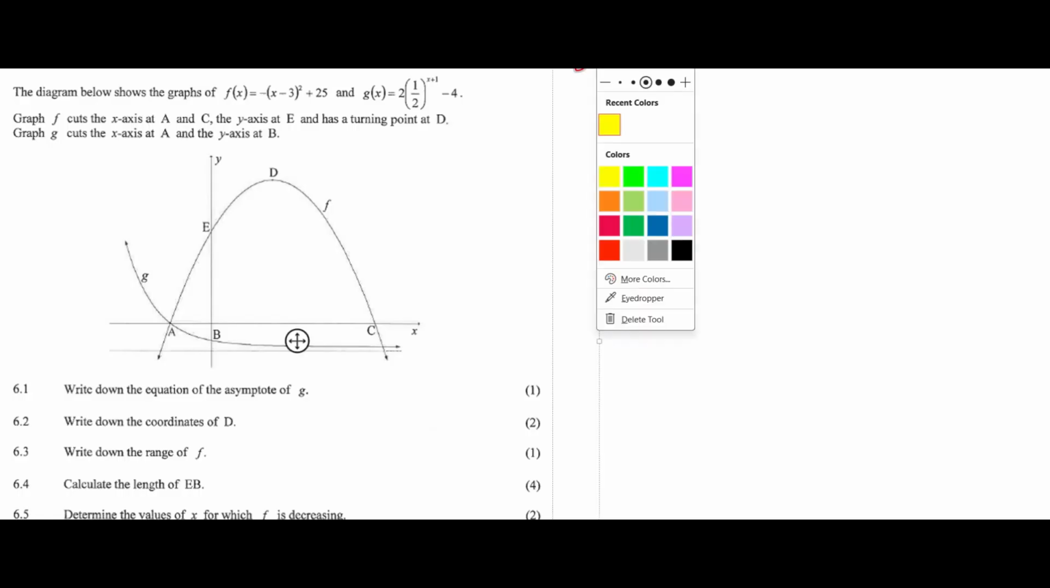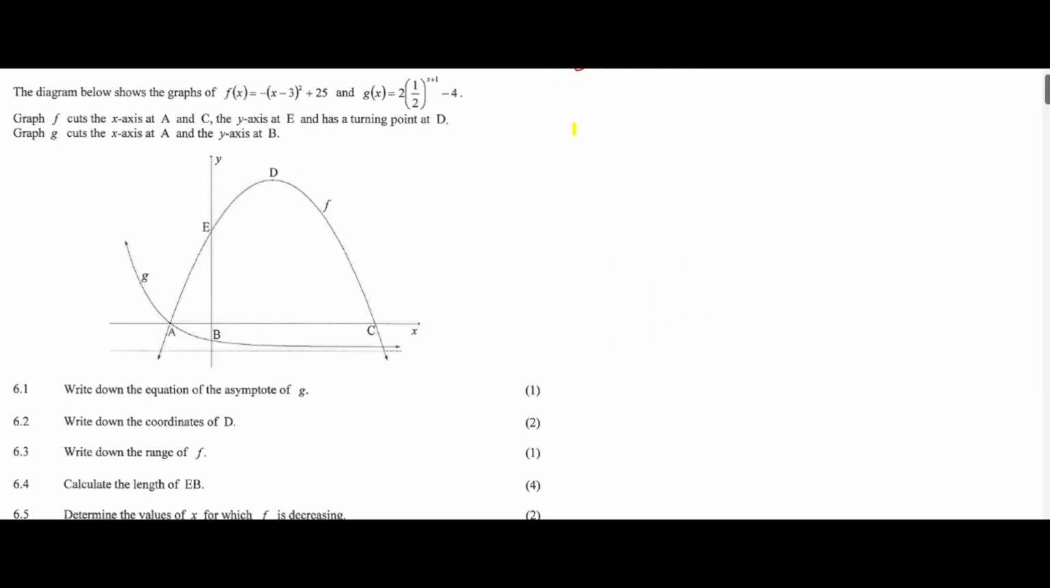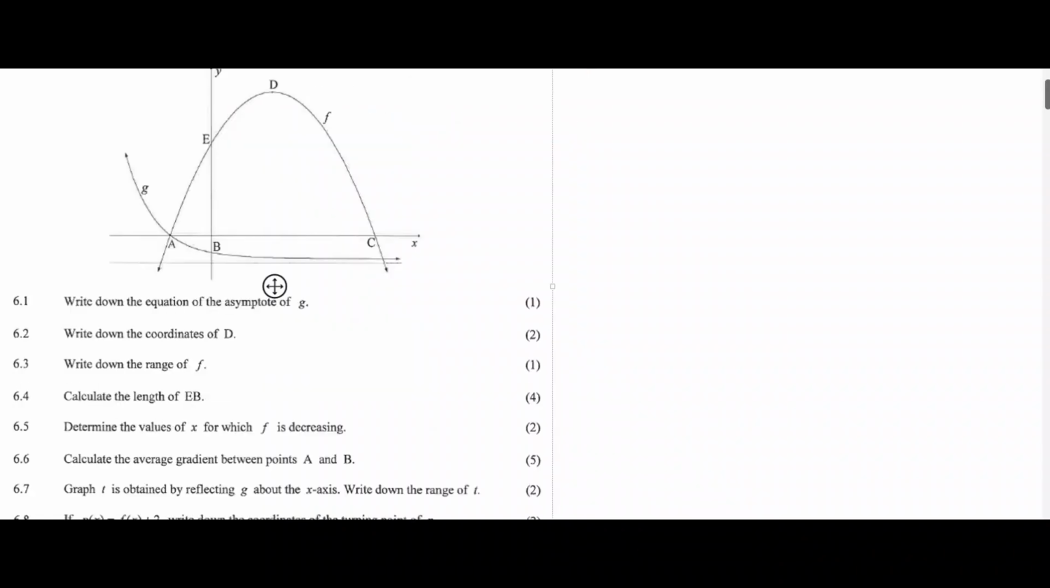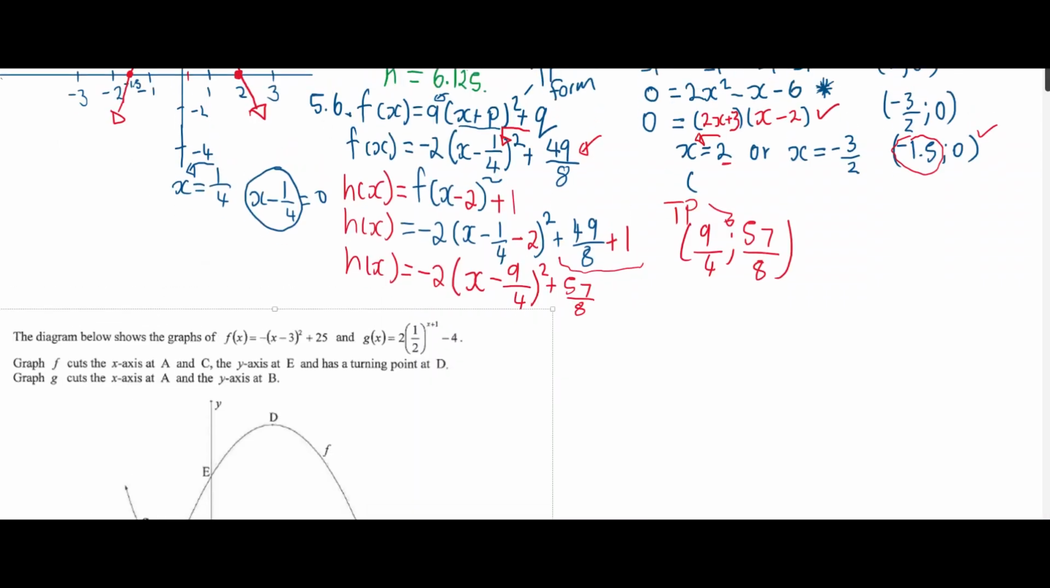Good. Let's go. So in this question, the diagram below shows the functions f of x and g of x. We've got the f of x function here and g of x. We can see clearly that f of x is a parabola function, and the other graph given, the function g, is the exponential.